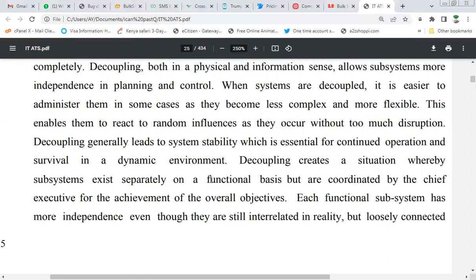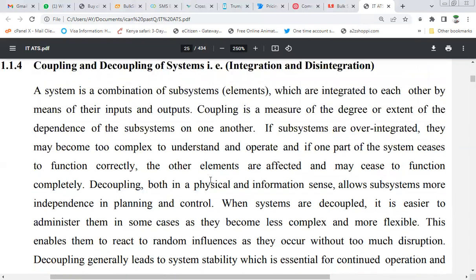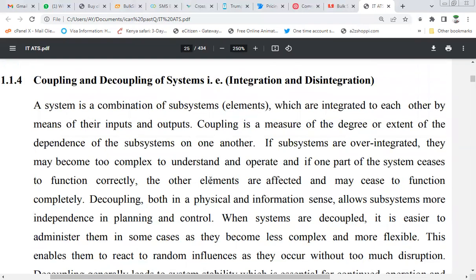What they are saying in this paragraph is that when you have a coupled system, you might eventually end up with a complex system. Bureaucracy might come in. The system might be too complex, to the extent that most things might not move as fast as you want them to. So when you decouple the system, you separate it into individual units, and give those units the freedom to work individually on their own.